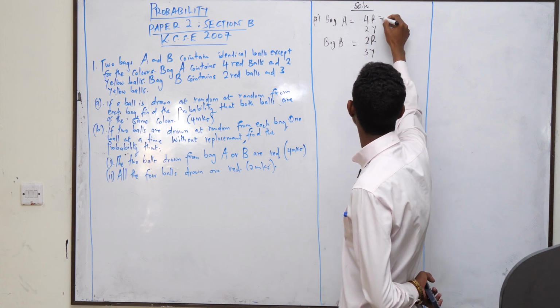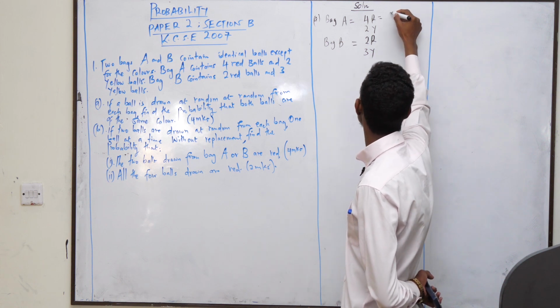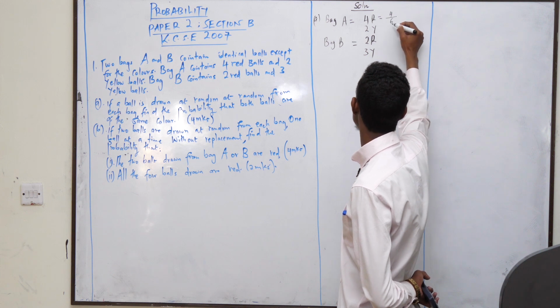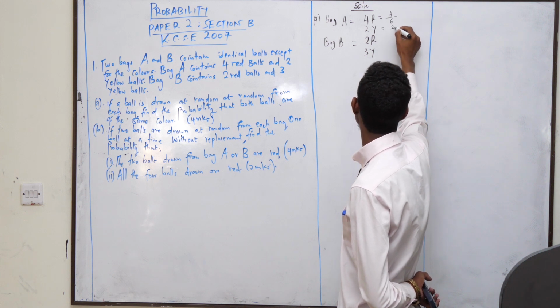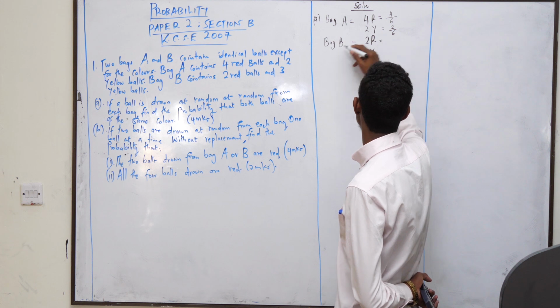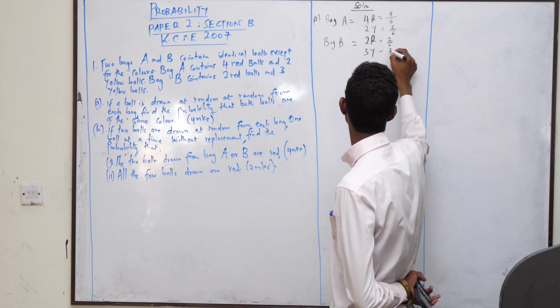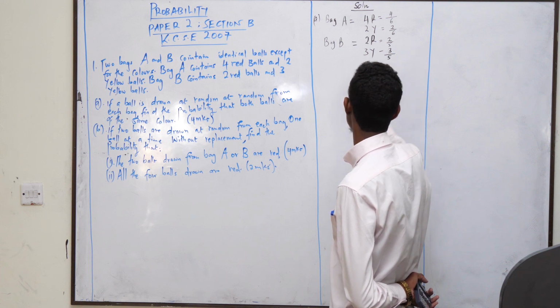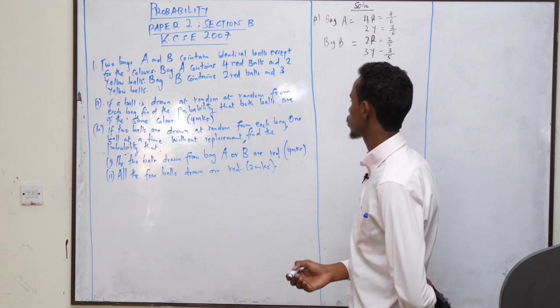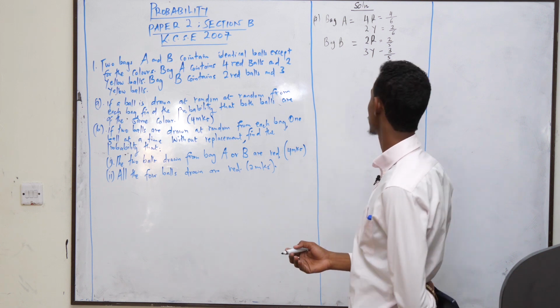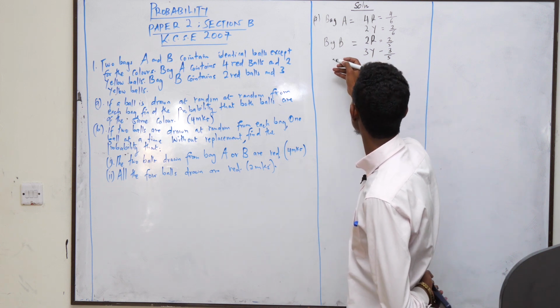Now, the probability of getting a red ball here becomes 4 out of 6. Probability of yellow, 2 out of 6. Probability of red, 2 out of 5. Probability of yellow, 3 out of 5. Now, you are asked, probability that both balls are of the same color. Now, let's look.